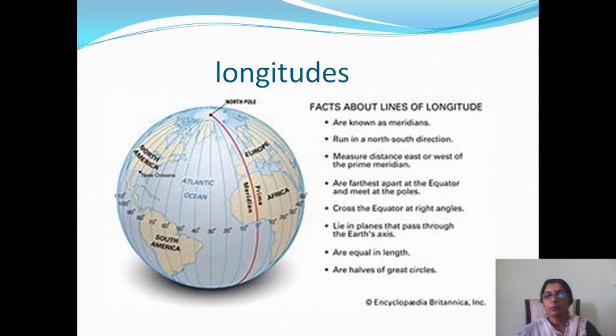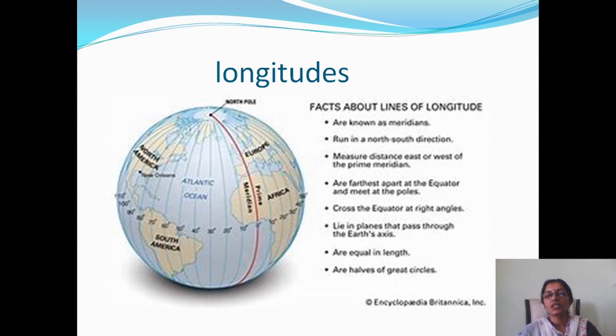0 degree longitude is known as prime meridian. They run from north to south. These are also imaginary lines. These are semicircles. They converge at poles. There are 360 longitudes, 180 in eastern hemisphere and 180 in western hemisphere.